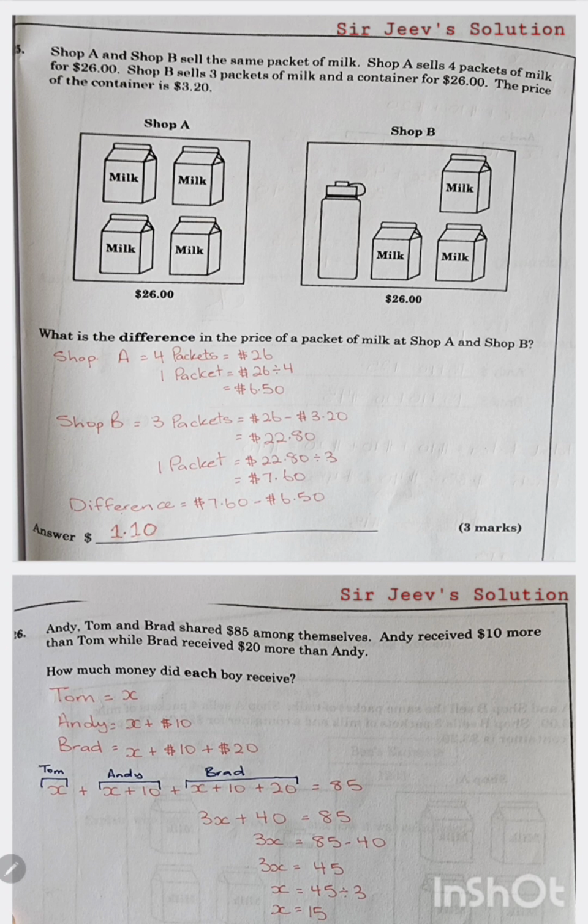First we're dealing with Shop A. We know 4 packs is equal to $26. So 1 pack will equal $26 divided by 4. And that will be $6.50 for 1 pack in Shop A.